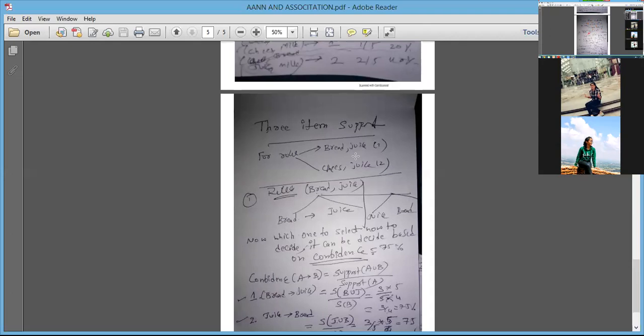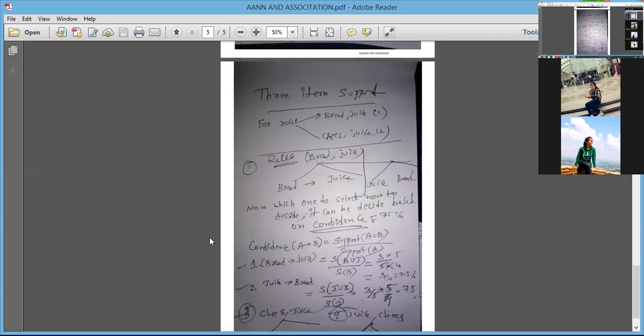Now let us try to find out the rule, whether I need to travel from bread to juice or juice to bread. Similarly, I need to travel from cheese to juice or juice to cheese. First I need to buy the bread, then the juice, or first I need to buy the juice, then the bread. This is how I need to decide now. In the same fashion, first I need to buy the cheese, or juice.